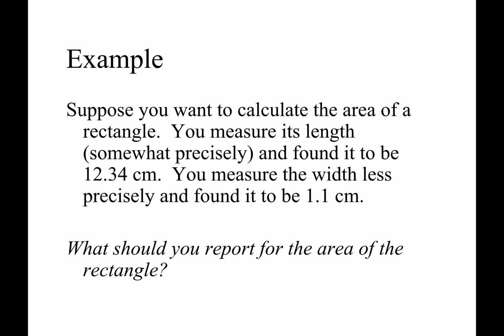So for instance, let's just say that we want to knock out the area of a rectangle. Of course, area is length times width. So area in this case is going to be those numbers multiplied by each other. We show multiplying by each other just by putting them in parentheses. So 12.34 centimeters, goodness gracious, times 1.1 centimeter. So that's what it's going to look like.